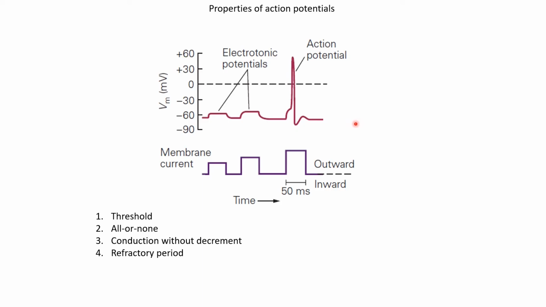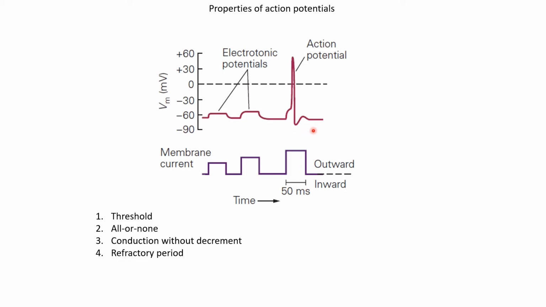And the fourth property is that there is a refractory period for generation of action potentials. This term refractory period basically says that there is a small time after an action potential is generated in which another action potential cannot be generated. So there must be some minimum time gap before the next action potential can be generated at the same location in the neuron.